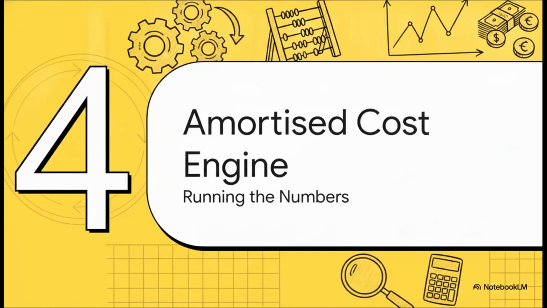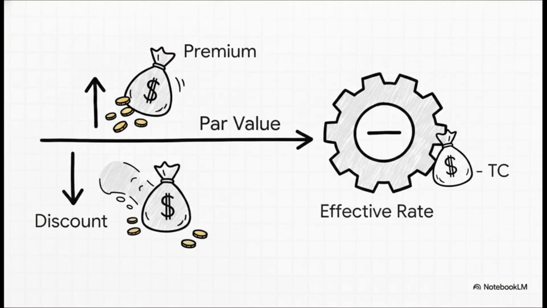Section 4, the amortized cost engine. Running the numbers. Okay, let's dive into the actual math and see how this amortized cost engine runs over time. This is where the theoretical rules turn into hard numbers on a balance sheet. But before we do the heavy calculation, we really need to clear up our terminology, because honestly, these terms trip up even seasoned professionals all the time.